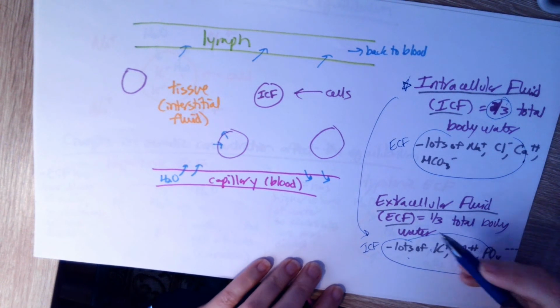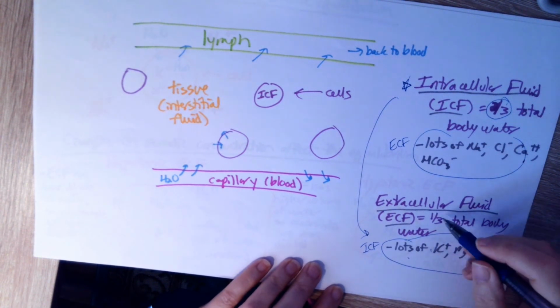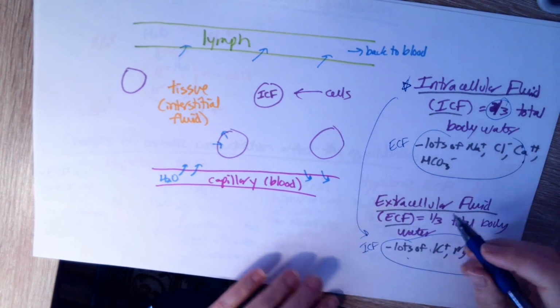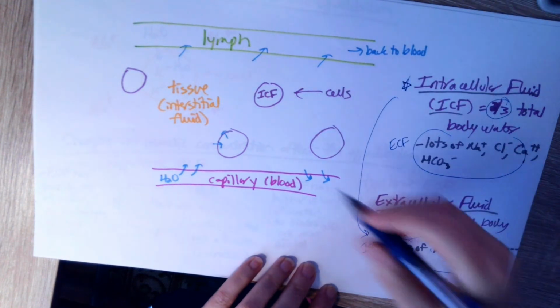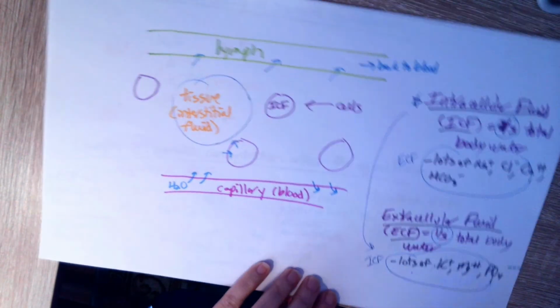Now, usually we tend to think of having a lot of extracellular fluid, but it's not really the case. There's only about a third of our total body water in the extracellular fluid. And even then, in that case, most of it is in the interstitial fluid.